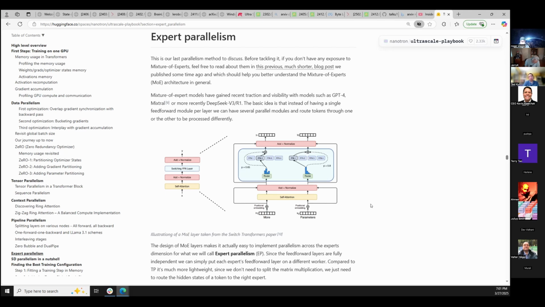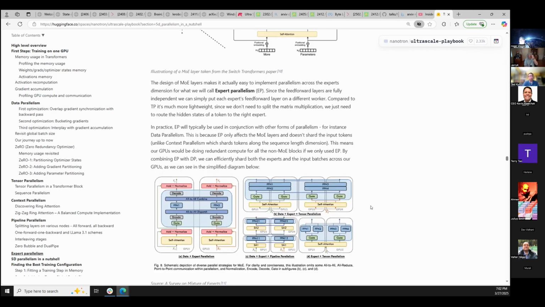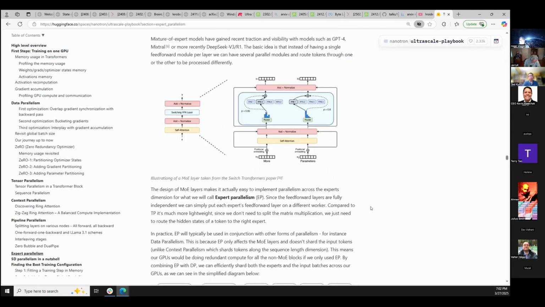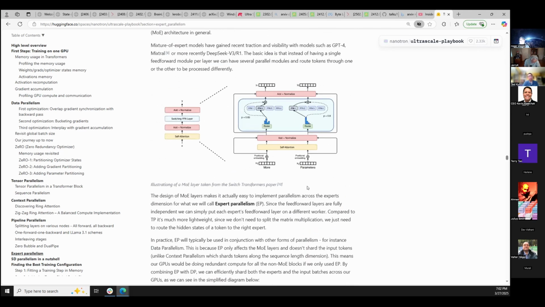So that's in a nutshell how expert parallelism works. And I don't think they have any other fancier diagrams, but just basically this idea that we're routing to different experts, and so we just spread the experts out over different GPUs. Any questions about expert parallelism?